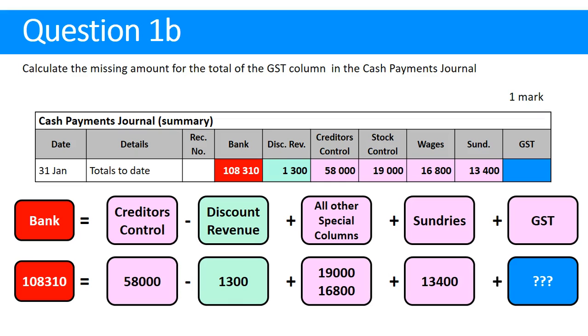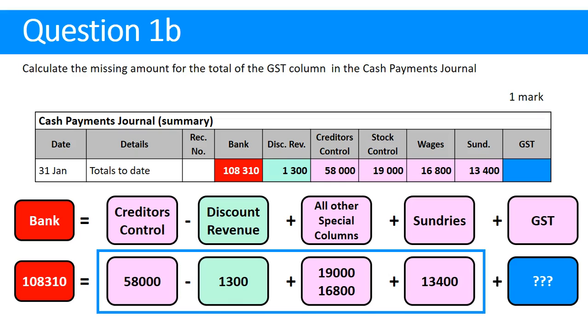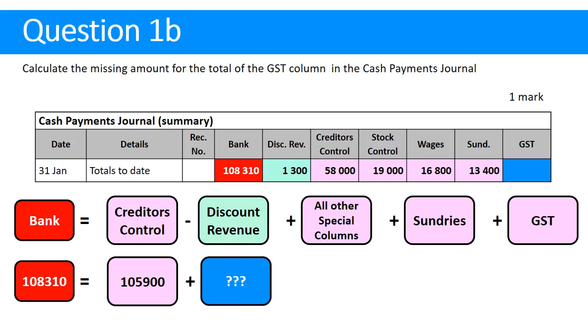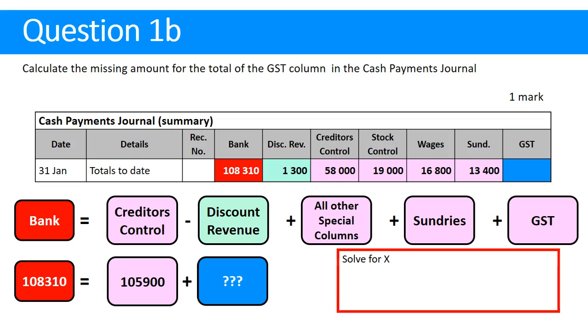Well, what we want to do is add up the numbers that we do have in all the special columns. So we've got 58,000 less 1,300 and so on. We do the maths on those, and we actually get 105,900, and then what we know is that that number plus the GST must equal 108,310. So what we can do now is solve for x.